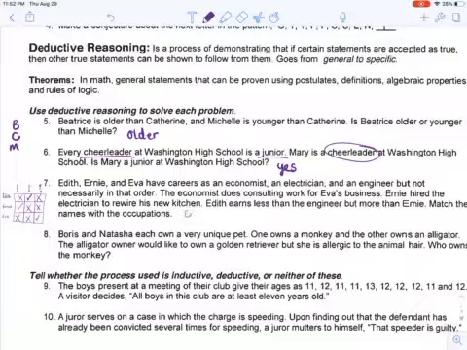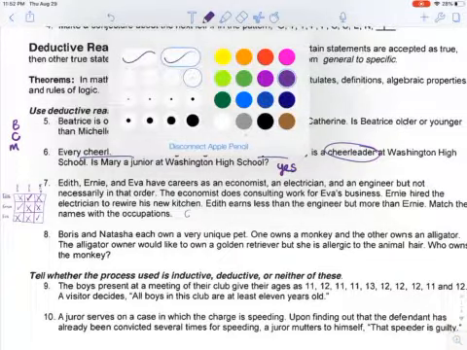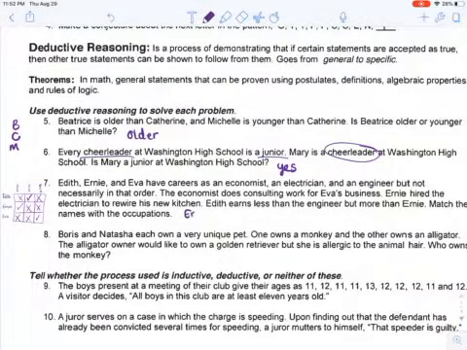Ernie is the economist. Edith is the electrician. And Eva is the engineer.